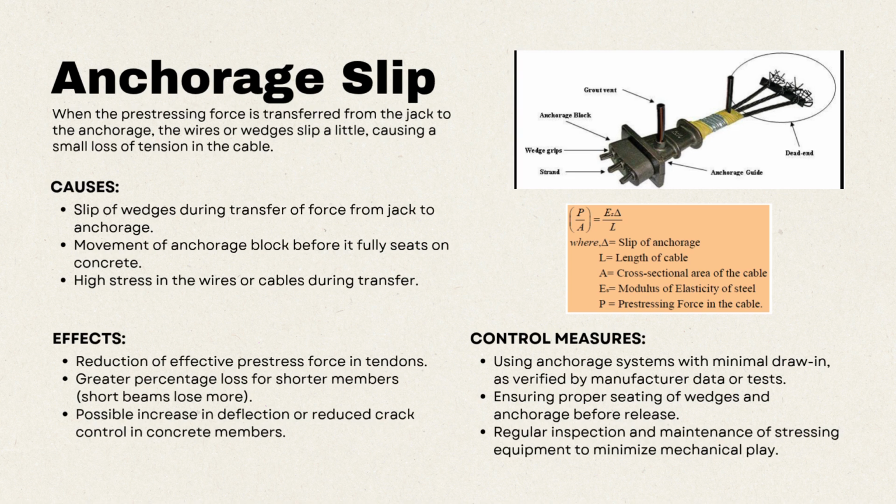So this is how we apply the control measures. By using anchorage systems with minimal draw-in as verified by manufacturer data or tests, ensuring proper seating of wedges and anchorage before release. Lastly, regular inspection and maintenance of stressing equipment to minimize mechanical play. This is the formula: pre-stressing force in the cable over the cross-sectional area of the cable equals the modulus of elasticity of steel times the slip of anchorage over the length of cable.